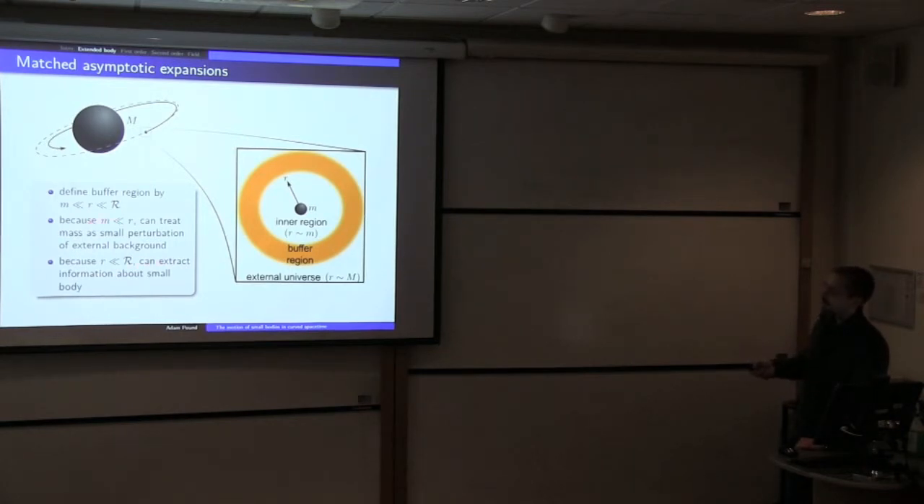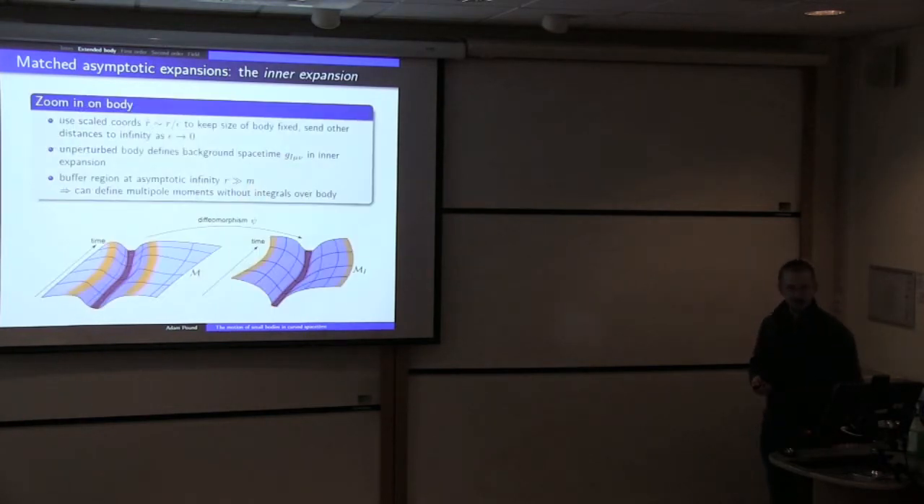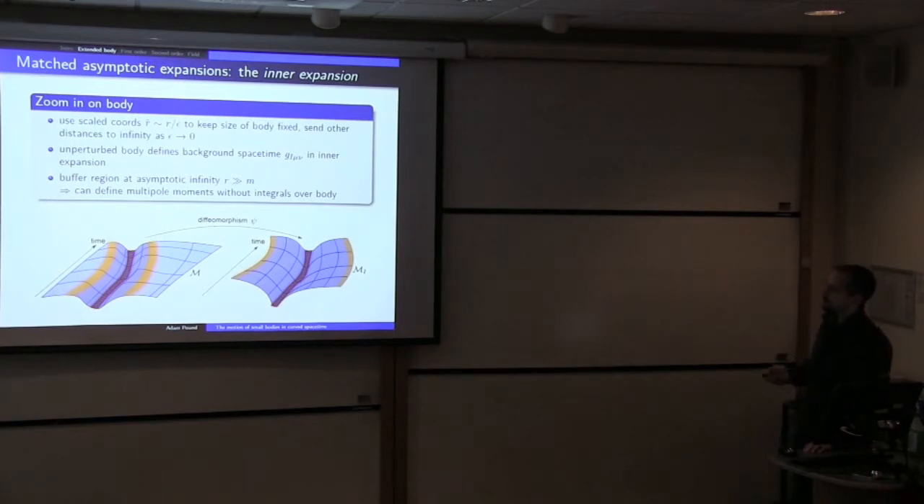And because it's much, much larger than the object, I can still treat the object as a source of a small perturbation of the external background of the large object. But because I'm at small distances relative to the external length scales, I'm close enough that I can extract information about the small object. The way I extract information about the object is by introducing a second expansion, which we'll call the inner expansion.